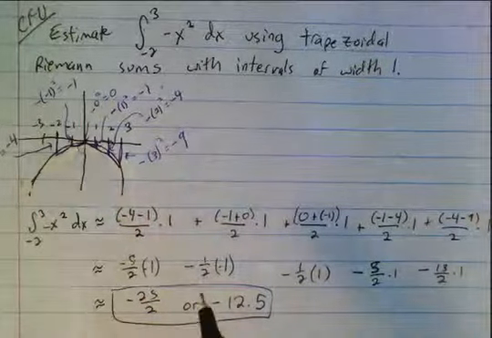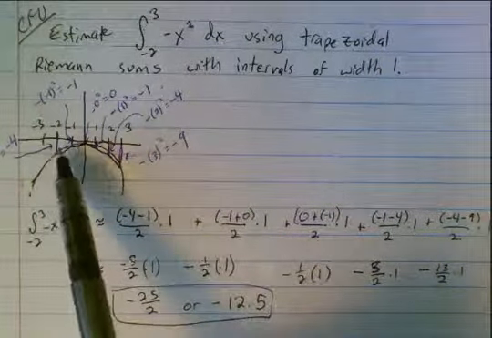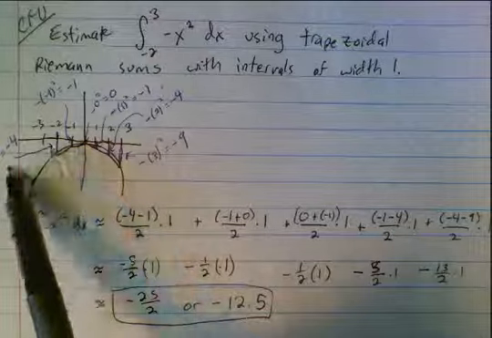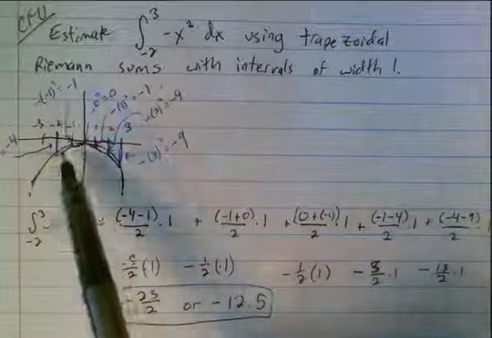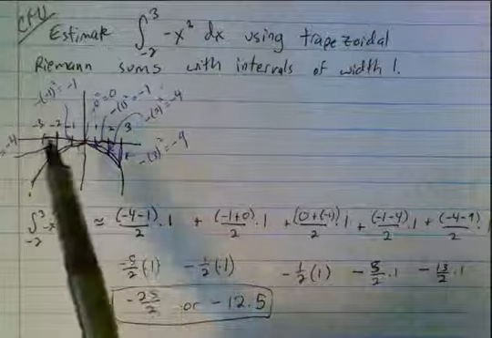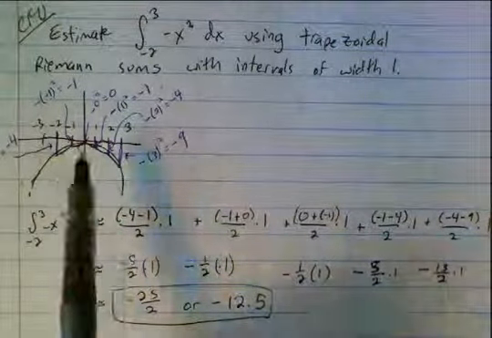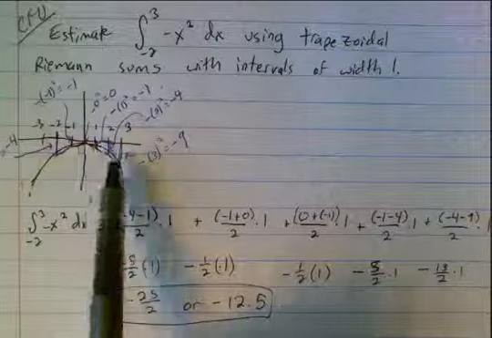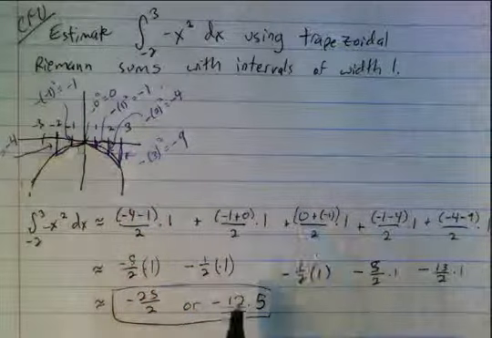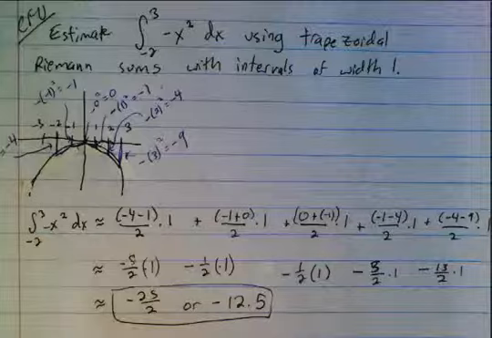And then for the trapezoidal sum, we have to find the average height for each trapezoid. So right here, I took this height plus this height, divided them by 2, and then multiplied times 1, which is the width. So I got this -5/2. I did the same thing for each of the other 4 trapezoids. Then when I added up that height, I got -25/2, or -12.5.